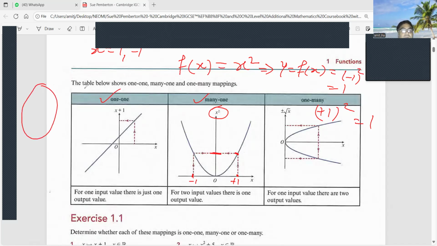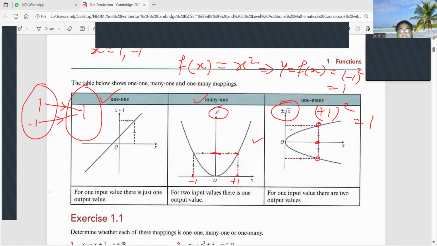And if I wish to draw a mapping diagram, then it will be like this. For 1 and minus 1, it will have a single value, which is this, like this. So this will be your mapping diagram, and we call it many one function. Now again, if we change the parabola from here to here, like square root of x, in that case it will be one and many, and like here you see for a single value of x, we have two possible outputs.